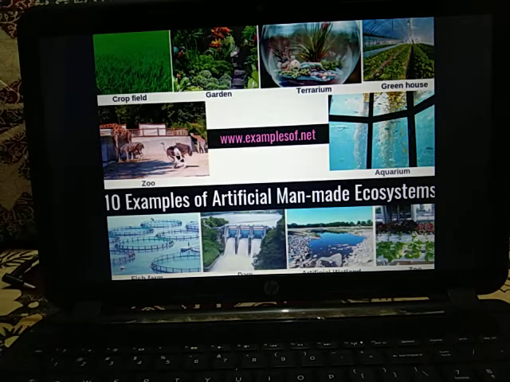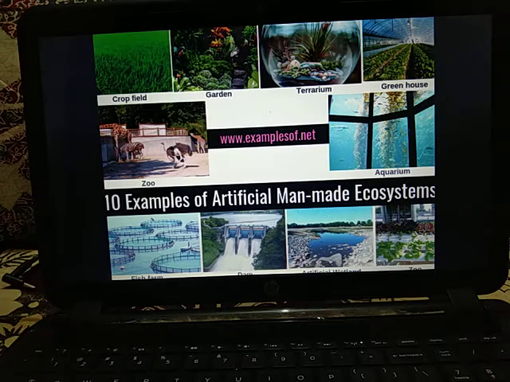Okay, so you can see 10 different examples. Crop fields you can see, garden, terrarium, greenhouse, then zoo, aquarium we have, then fish farm, dam and artificial wetland and zoos. These are some examples of the artificial ecosystem.